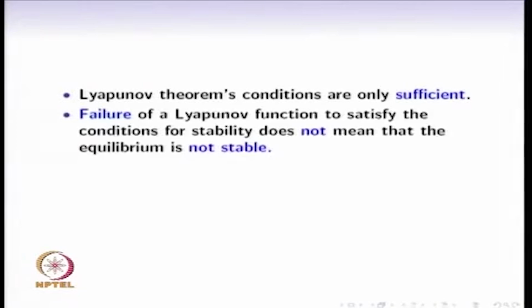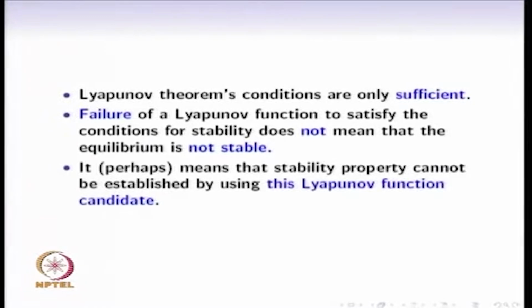It is important to note that Lyapunov's theorems are only sufficient: if there is such a continuously differentiable function satisfying these properties, then we can conclude that the origin is stable. Let us see this. Failure of a Lyapunov function to satisfy the conditions for stability in the Lyapunov theorem. If some Lyapunov function fails to satisfy those conditions, it does not mean that the equilibrium is not stable. It means that the stability property cannot be established by using that particular Lyapunov function candidate. So, we will call it a Lyapunov function only if it satisfies the properties.